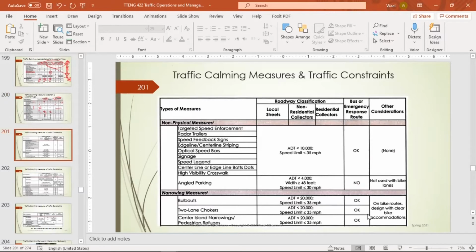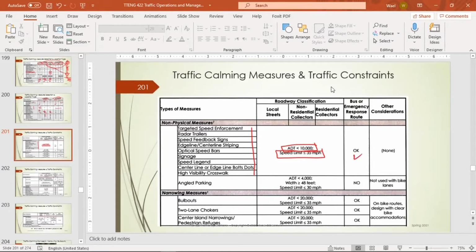Okay, so these traffic calming measures and the traffic constraints, that means when we can use them and when we cannot use them. So, for example, for the targeted speed enforcement and all of these non-physical measures, this is valid for average daily traffic volume less than 10,000 vehicles per day. And the speed limit, okay, should be less than or equal to 35 miles per hour. Bus or emergency response route, it's okay, no problem.